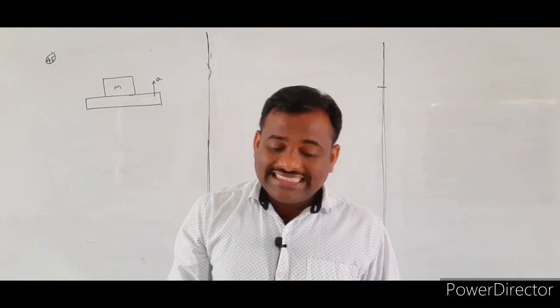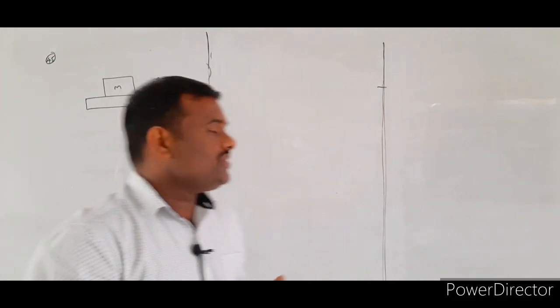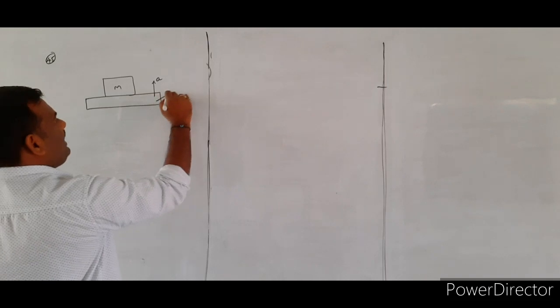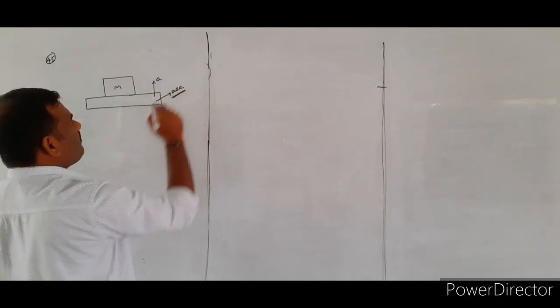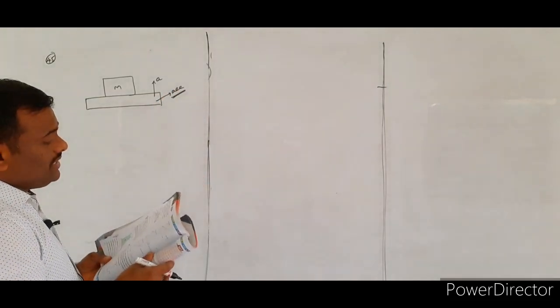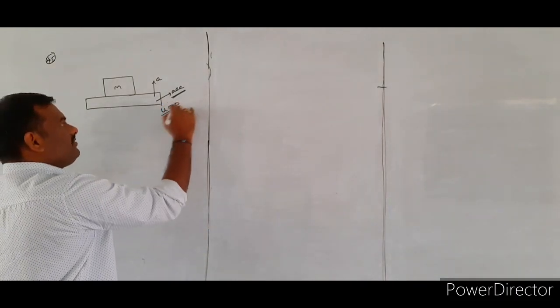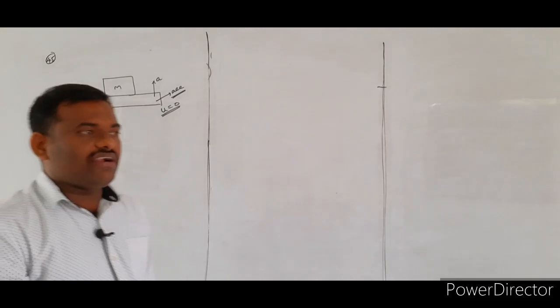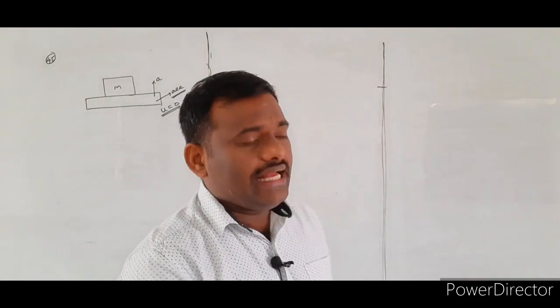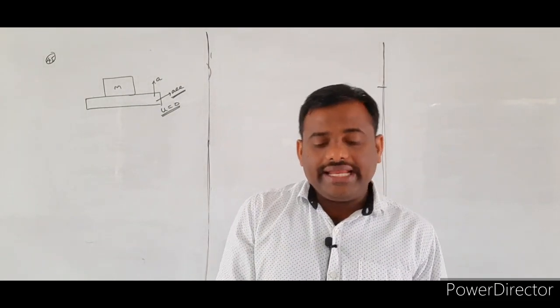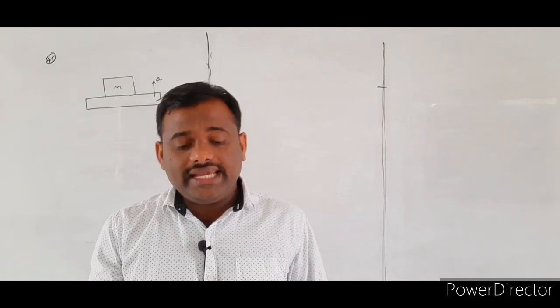Which starts accelerating upwards. So this platform will be accelerating upwards, starting from rest. So initially, what is the state of the platform? Initially, the given platform will be in a state of rest, and it is uniformly accelerating upwards.